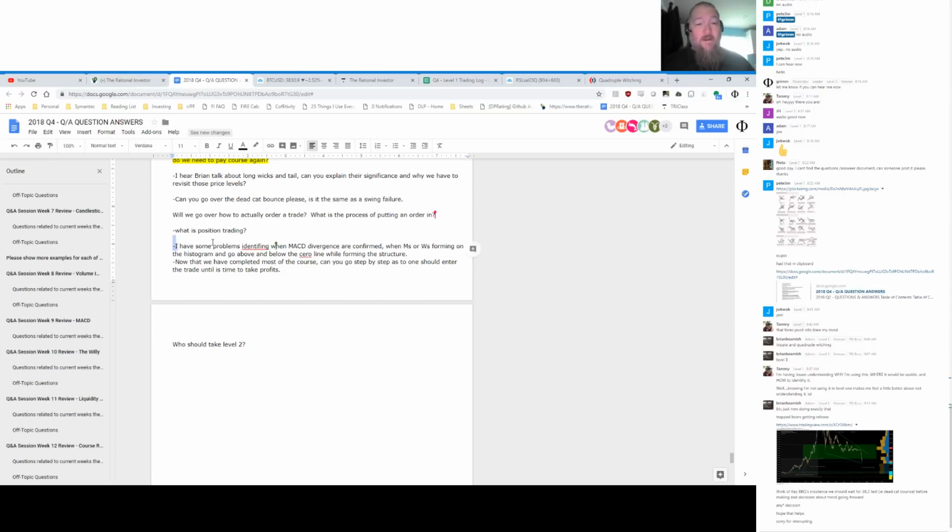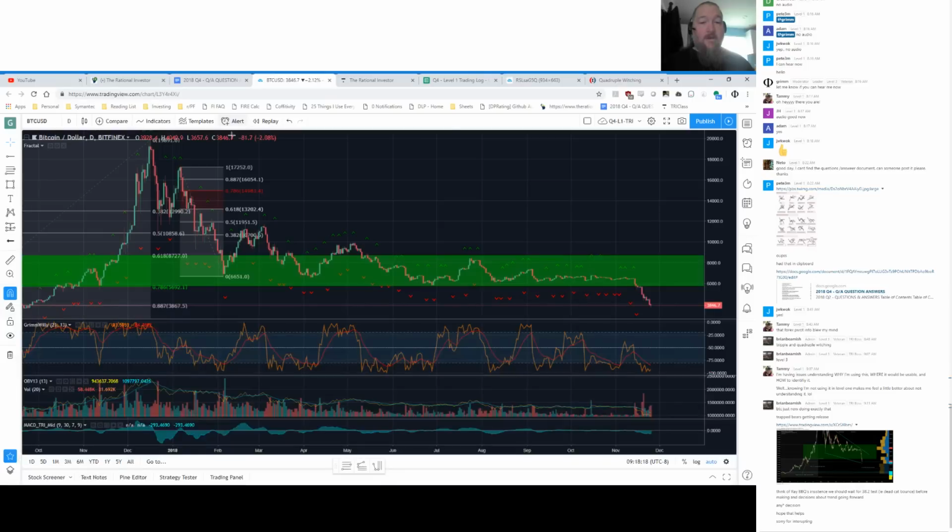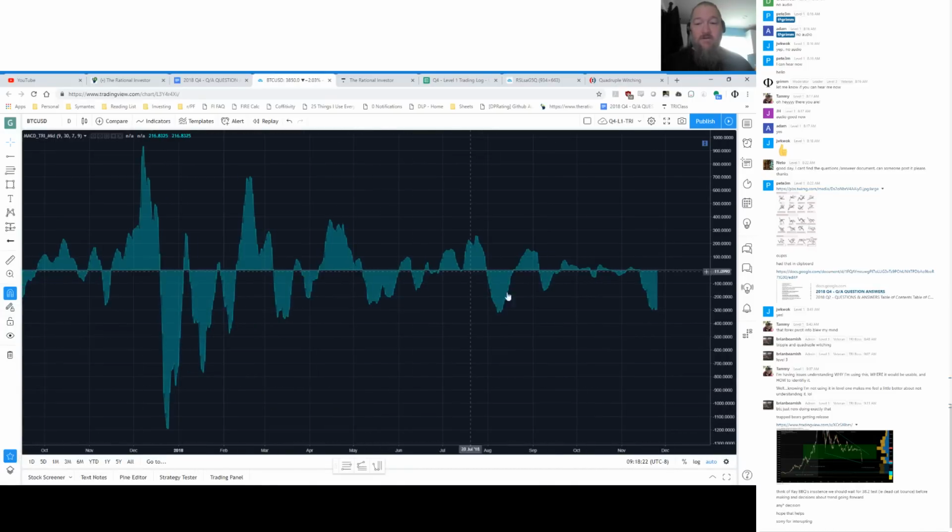All right, I have some problems identifying when MACD divergences are confirmed when M's or W's are forming on the histogram and go above or below the zero line while forming the structure. So the zero line is not integral to whether an M or W confirms. I think that's where you're getting hung up. Like earlier when we were looking at structure, right?